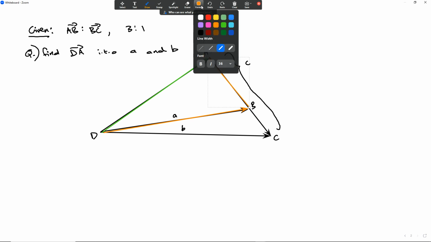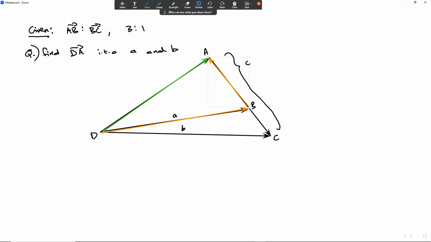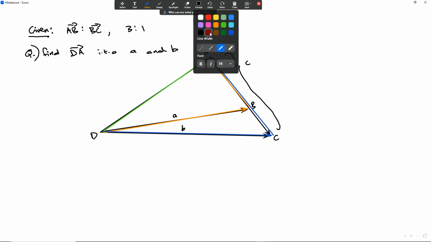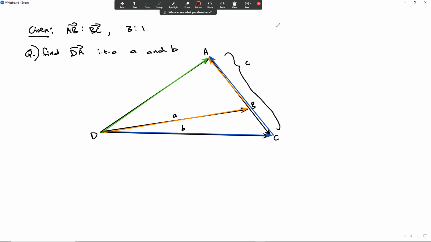And at the same time, I can also go from D to C, and then after that, C to A. All right, so I have 2 possible options of going from D to A. So let's work out both of them. All right, so here we go. So vector dA is equal to, so going from D to A, we can go vector dB, plus BA.